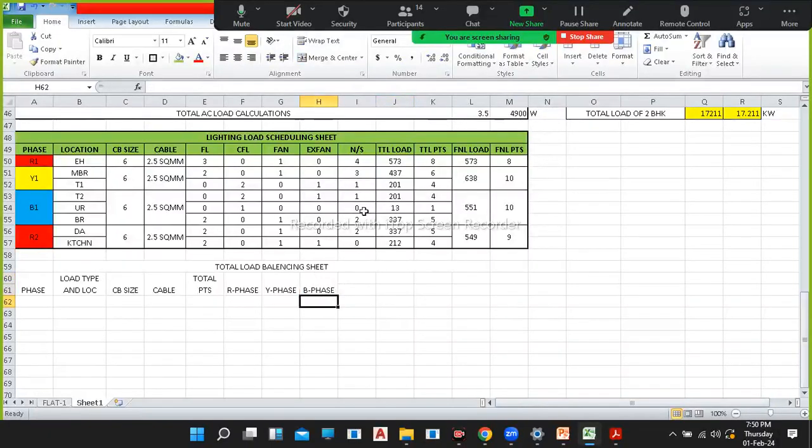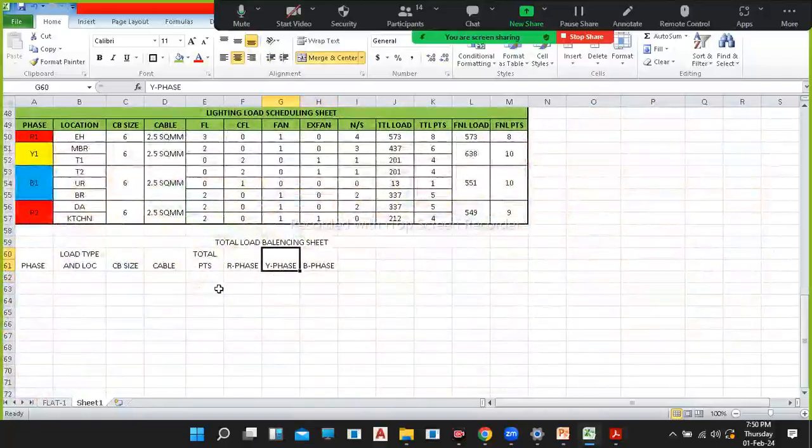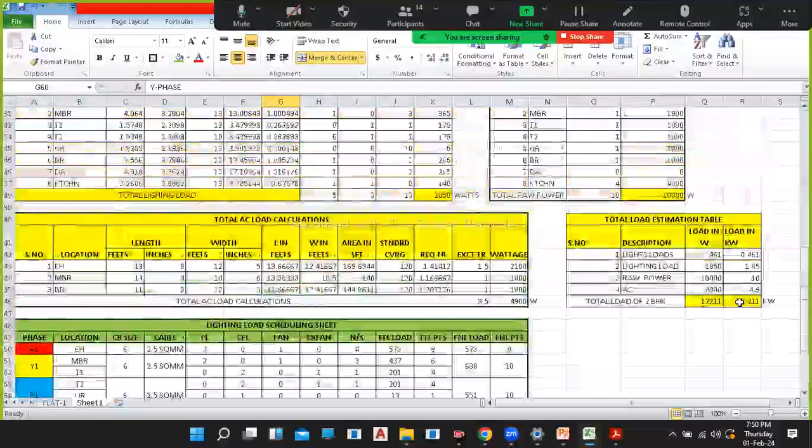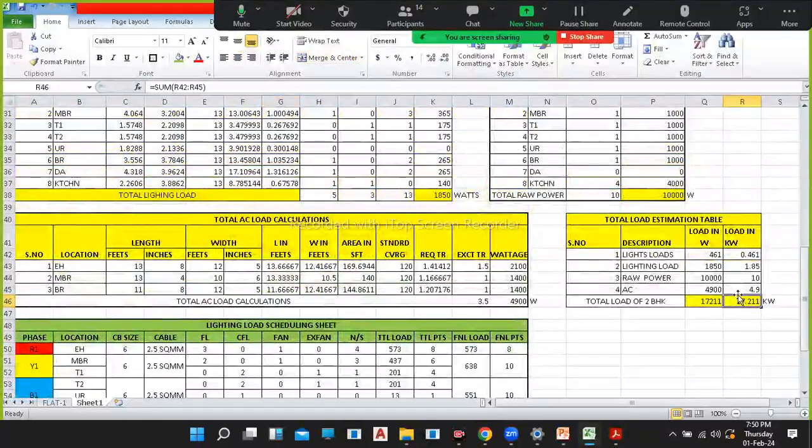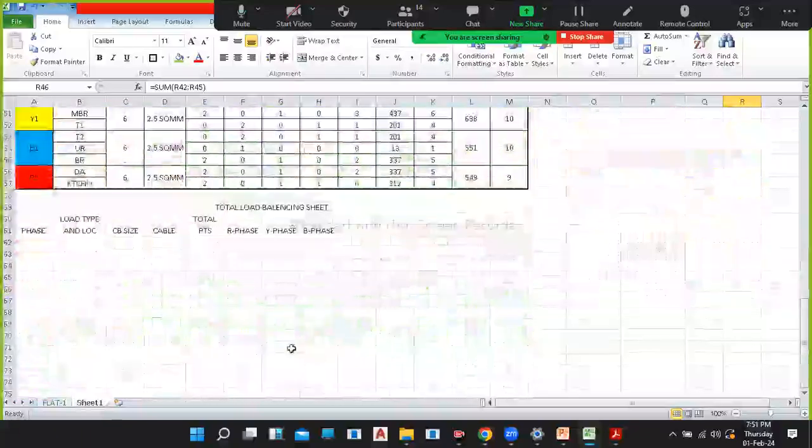So this we haven't done. Up to here we were done. Now we need to do the load balancing sheet. What does the total load balancing sheet mean? Whatever total load we got, 17.211 kilowatts, I need to balance the load equally on 3 different phases. For that we are going to do the total load balancing sheet.